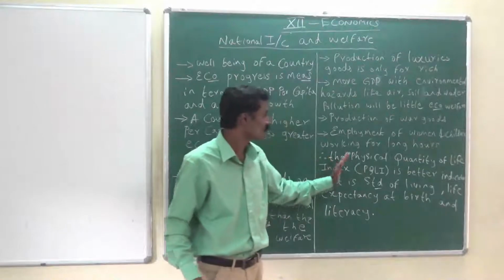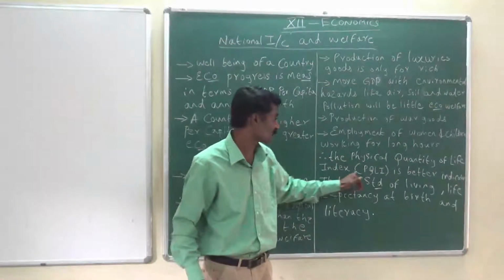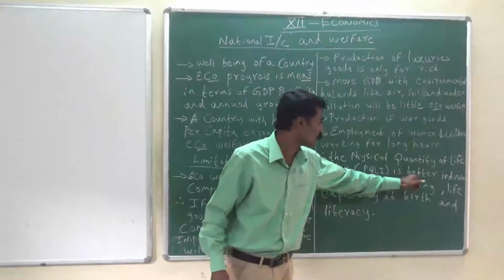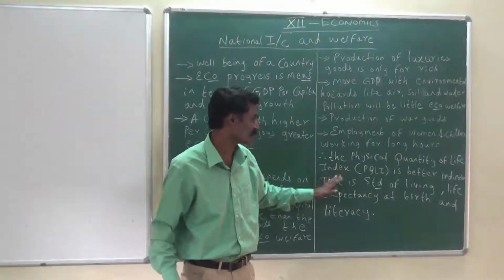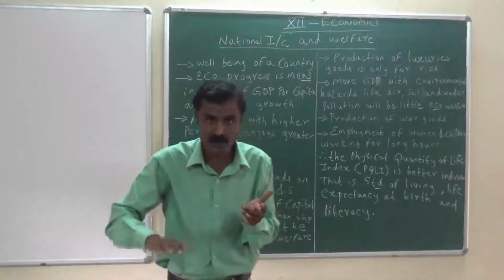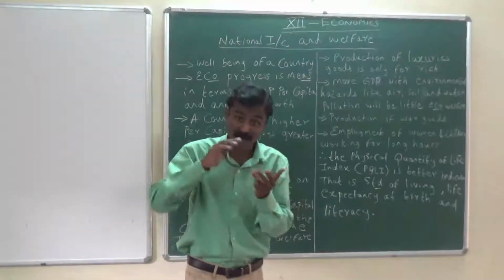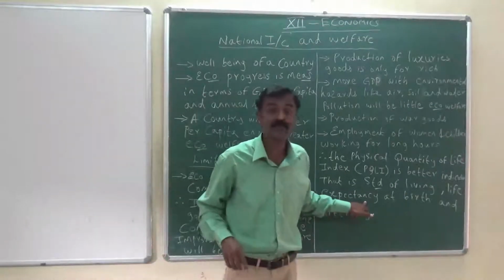So therefore, the physical quality of life index, that is called PQLI, is a better indicator. So what is the physical quality of life? That is standard of living. The standard of living should be proportionate, neither too less nor too much, with a very good environment, good surroundings, good society, and life expectancy at birth.